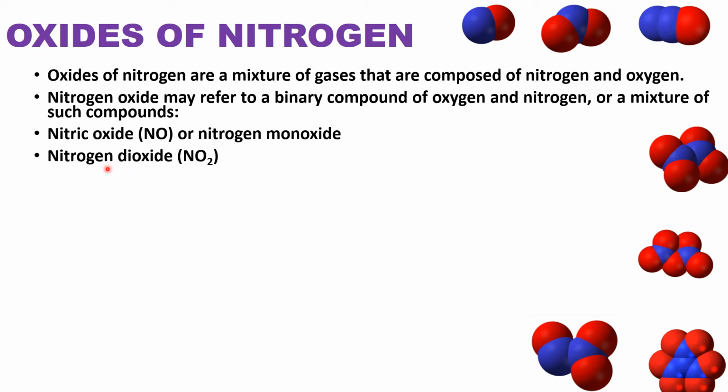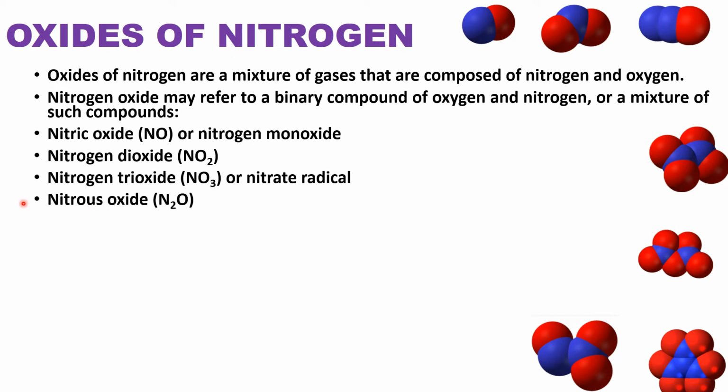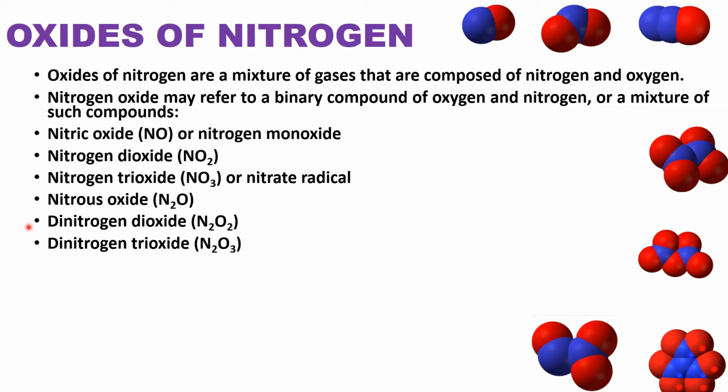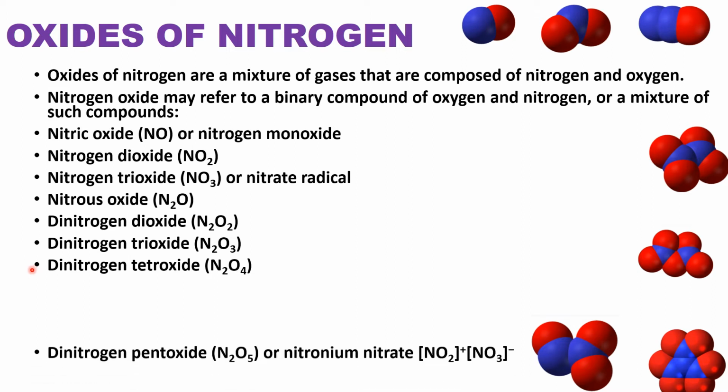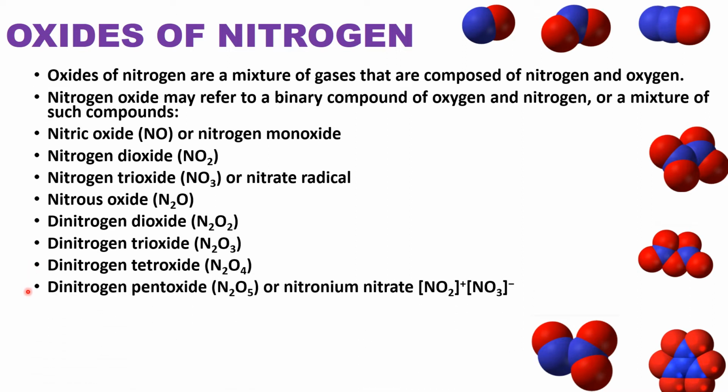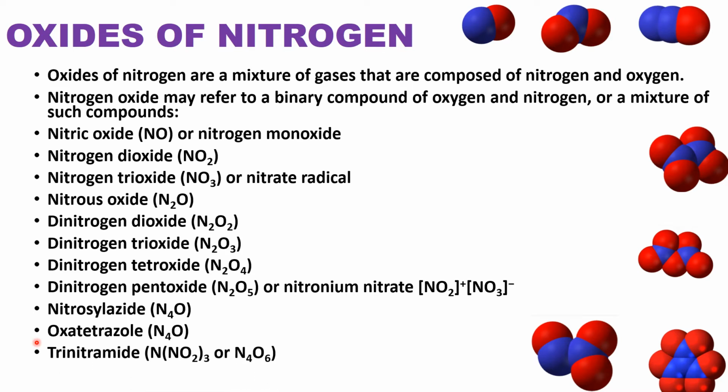Next one is nitrogen dioxide and nitrogen trioxide or nitrate radical, nitrous oxide, that is N2O, dinitrogen dioxide N2O2, dinitrogen trioxide N2O3, dinitrogen tetroxide N2O4, dinitrogen pentoxide N2O5 or nitronium nitrate, nitrosyl azide N4O, oxatetrazole N4O, trinitramide N(NO2)3 or N4O6.